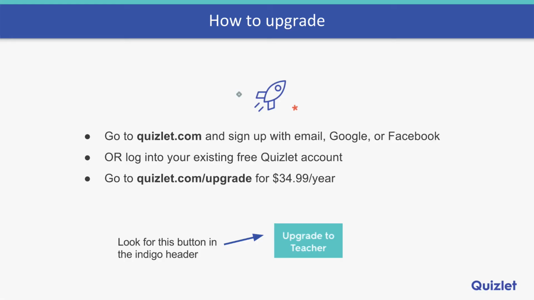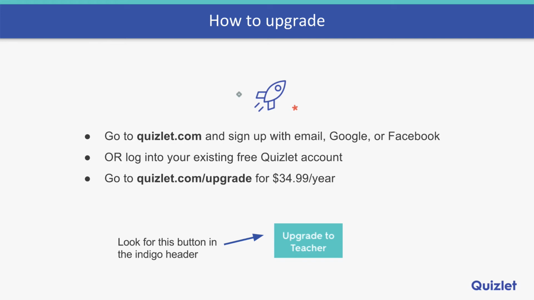Yeah, exactly. Okay, and so how to upgrade? It's really easy. If you don't already have an account on Quizlet, go to Quizlet.com and sign up for one. You can sign up with email and a password, or you can sign up with Google or Facebook so you don't have to remember a separate password. I highly encourage you to do one of those two things. It's much easier. Or if you already have an existing free Quizlet account, log into your account and then go to Quizlet.com/upgrade. And you should see a little button in the upper right-hand corner that will take you to this page as well. So go ahead and do that. It's such a great upgrade and supports our mission, so we really appreciate you.